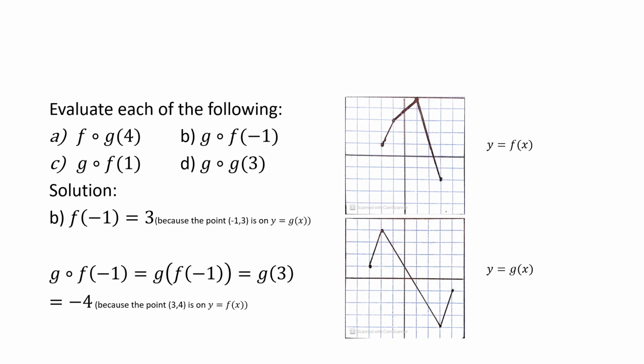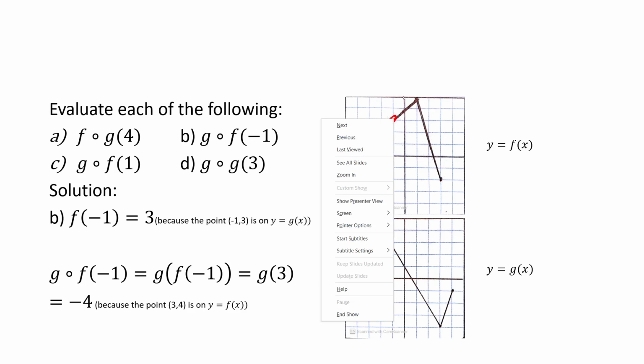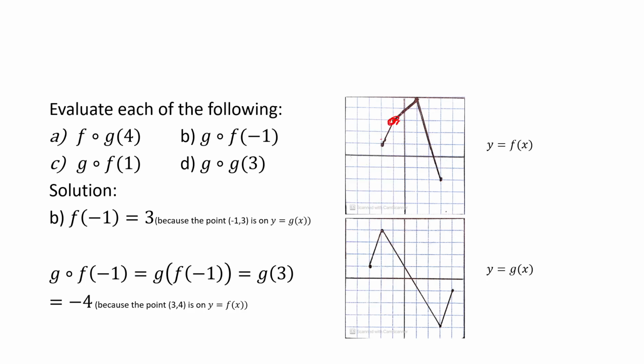What if I am doing part B? I want to know g of f of negative 1. Well, f at negative 1 is 3 because the point (-1, 3) is right there on f. And then that means I'm looking for g at 3. Well, g at 3 is negative 4 because the point (3, -4) is on y equals g of x. There should be a negative in front of that 4.